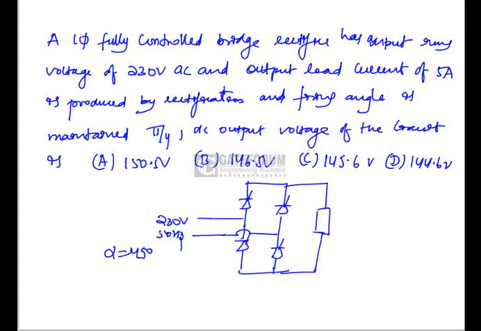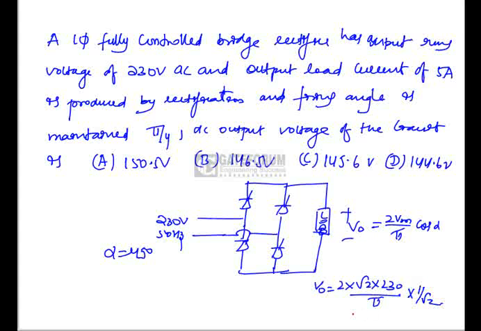Now what is the DC output voltage of the converter? This is the load. We know that DC output voltage is 2 Vm by pi cos alpha. So V naught is equal to 2 into Vm, which is root 2 into 230, by pi, into cos 45, which is 1 by root 2. We will get V naught as 146.5 volts, which is option B.